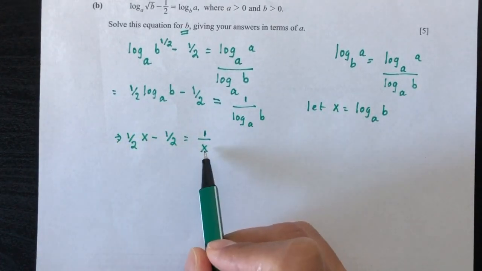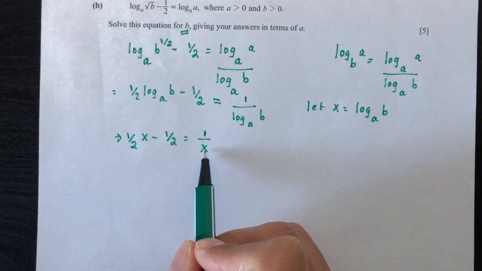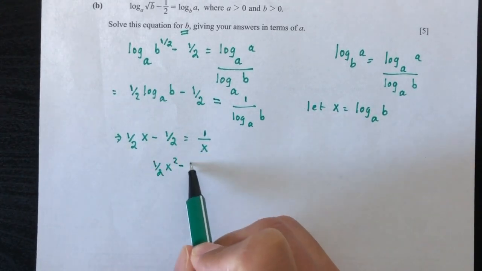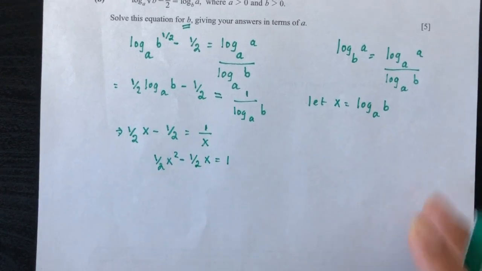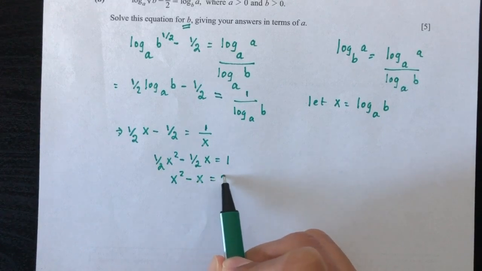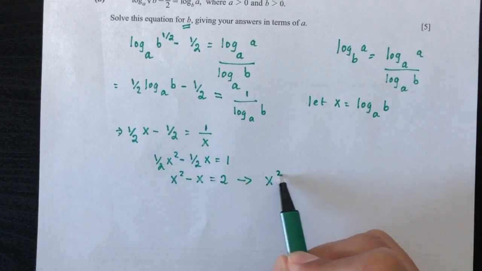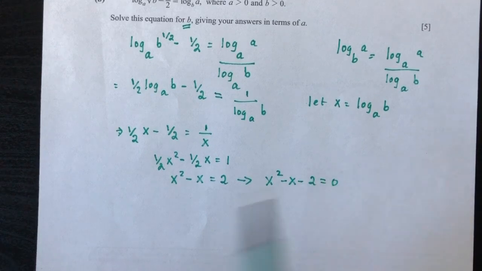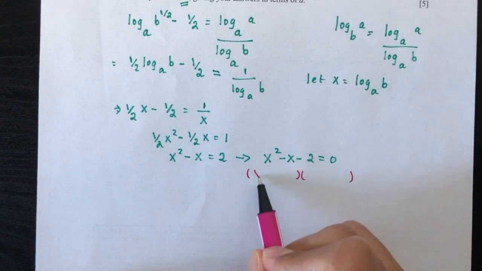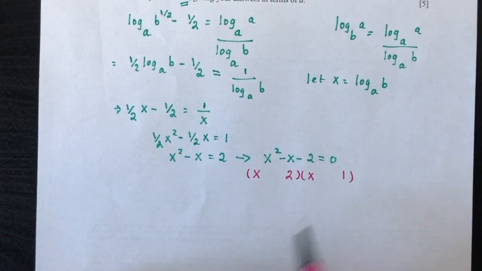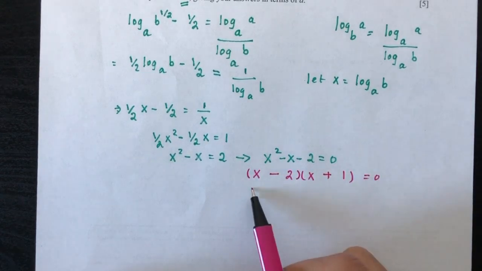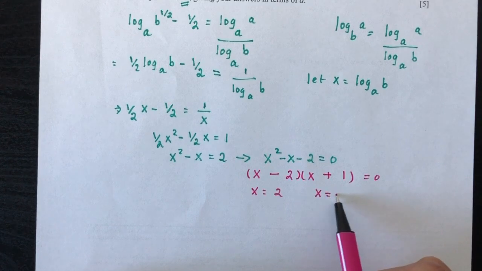So what can we do now? We can just cross multiply. We can multiply everything by x. You will have half x squared minus half x equal to 1. Now we can multiply everywhere by 2. You will have x squared minus x equal to 2. Rearrange this, you will have x squared minus x minus 2 equal to 0. Now you can just factorize this one. You will have two brackets, x here, 2 is 2 times 1. So for us to get minus 1, you have to be minus 2 plus 1 equal to 0. So x will be equal to 2, x equal to minus 1.